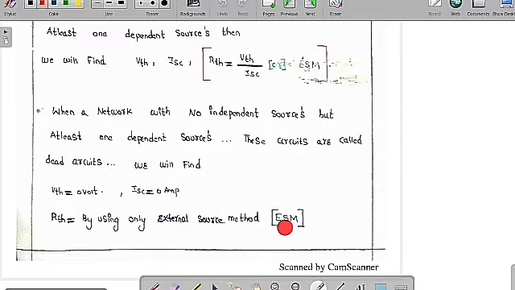So we have learned about the three methods, or we can say three circuits. Only independent sources are present, or at least one independent source and at least one dependent source. The last one is where only dependent sources are present, meaning there is nothing like independent sources. Then we have figured out the three cases, and we have learned them in a very detailed manner.